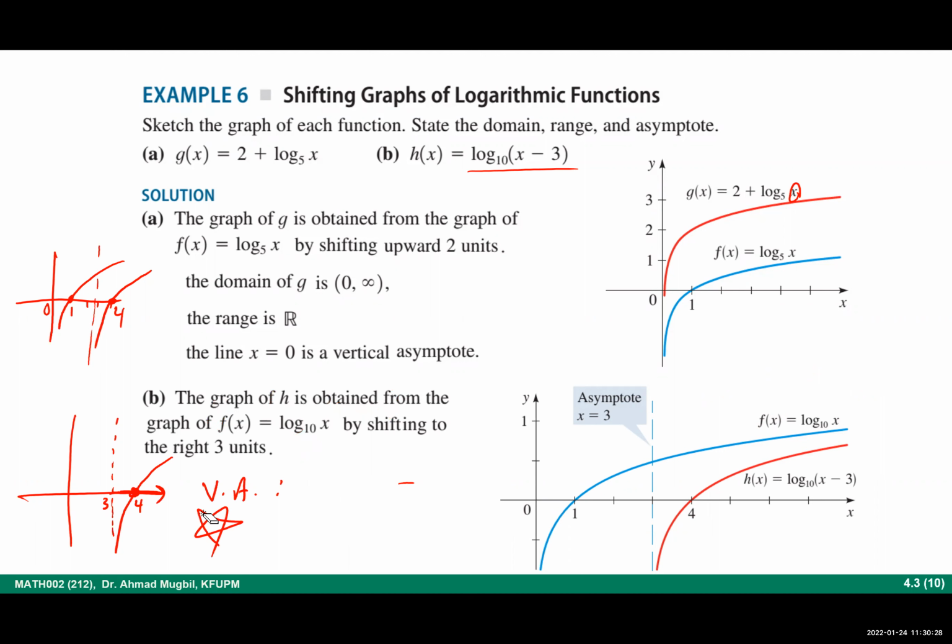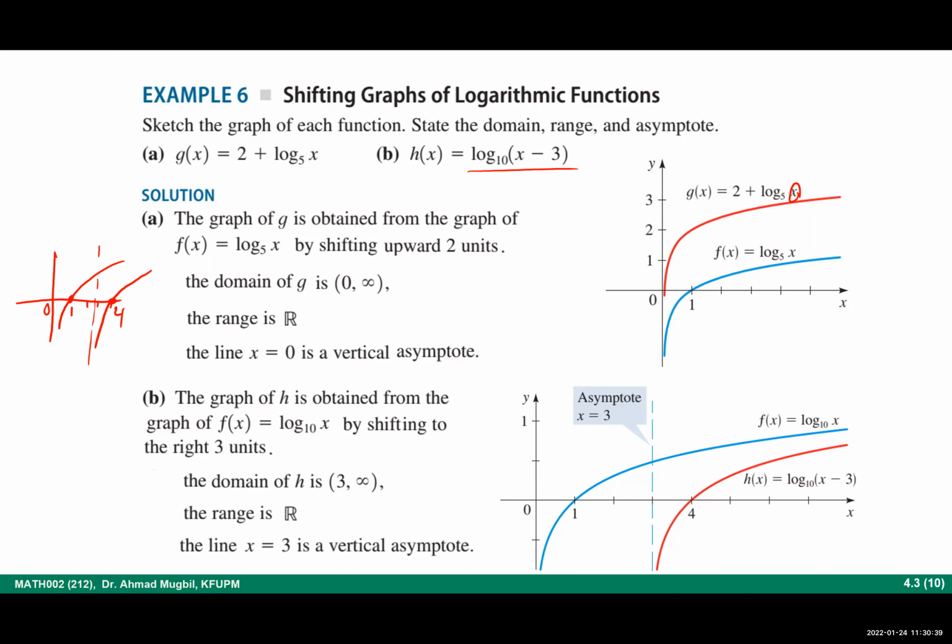Clear, Shabab? So now the domain has been affected by the horizontal shift. So the domain will be from 3 to infinity. The vertical asymptote is x equals 3, the vertical line x equals 3. The range is still all the real numbers.